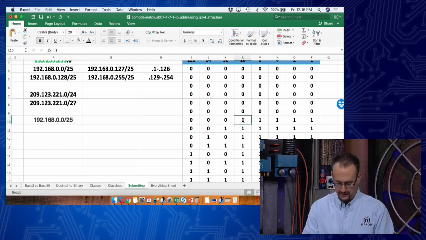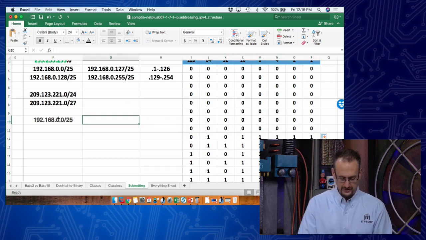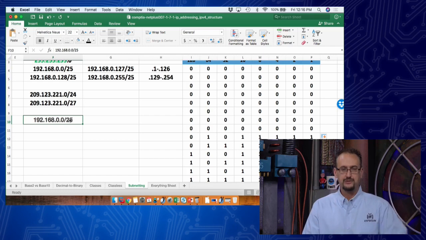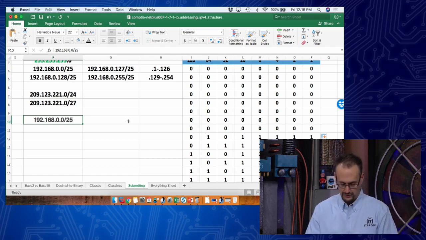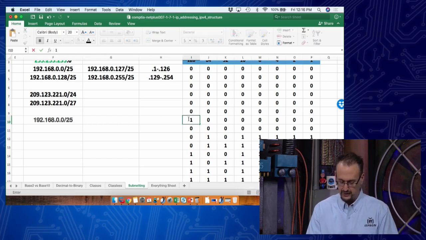Let me reset some of these here real quick. There we go, and we'll work with these. So /25 is 255.255.255.128. That is 1 bit turned on to the network, and it gives me a 128.